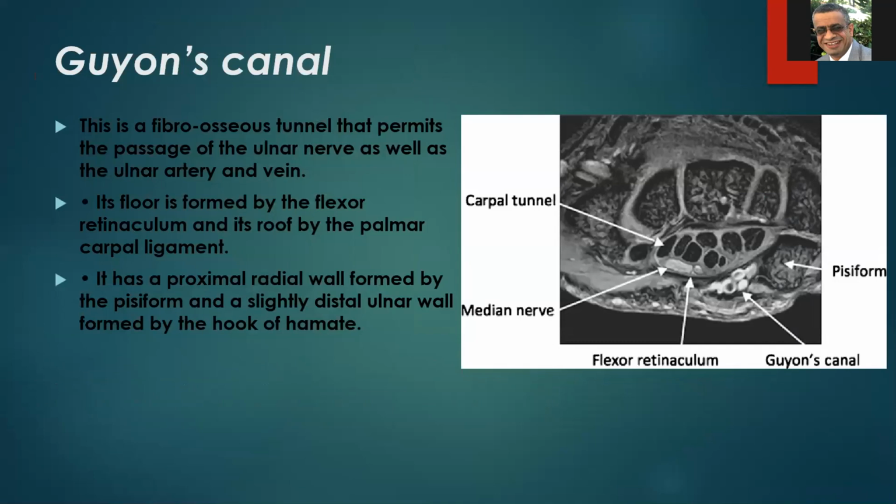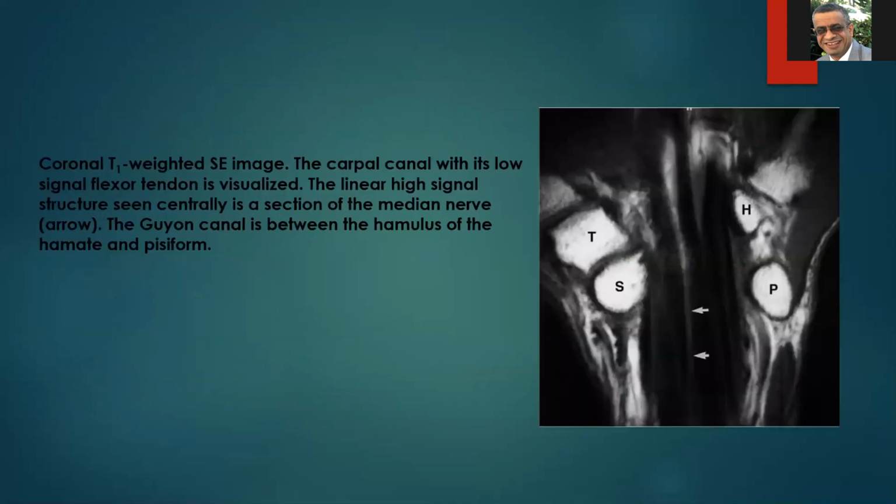Guyon's canal. This is a fibro-osseous tunnel that permits the passage of the ulnar nerve as well as the ulnar artery and vein. Its floor is formed by the flexor retinaculum and its roof by the palmar carpal ligament. It has a proximal radial wall formed by the pisiform and a slightly distal ulnar wall formed by the hook of the hamate. On coronal T1 weighted images of the carpal canal, the low signal flexor tendons are visualized. The linear high signal structure seen centrally is a section of the median nerve. The Guyon canal is between the hamulus of the hamate and pisiform.